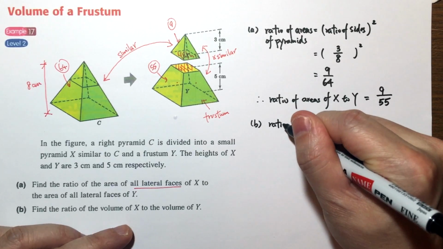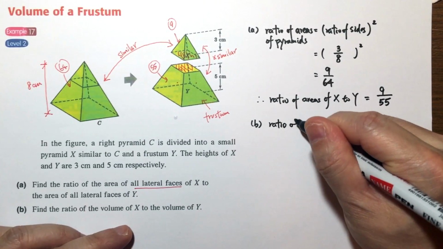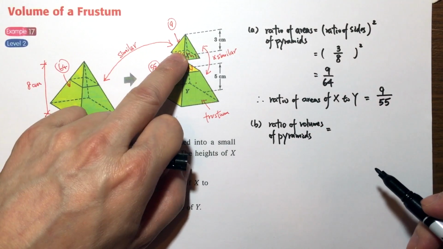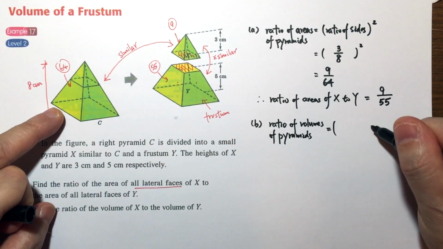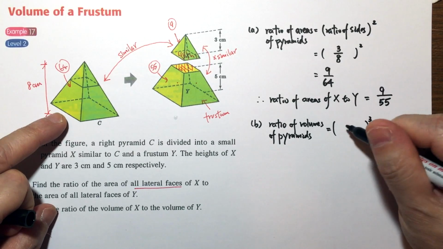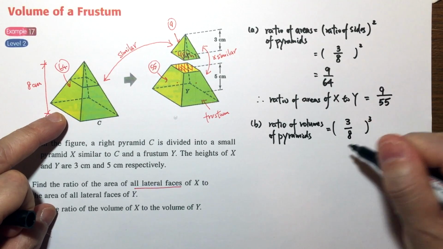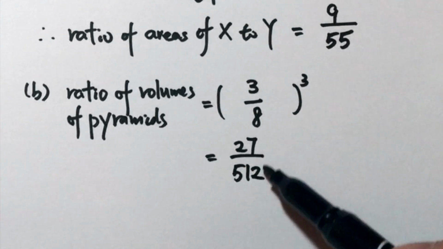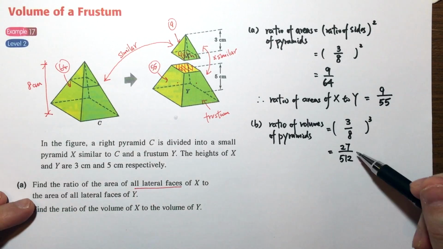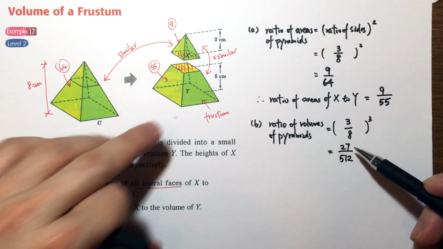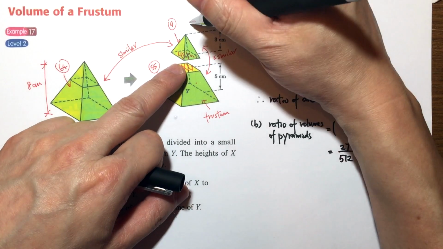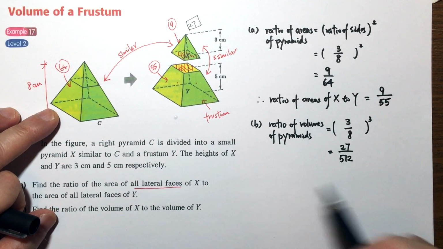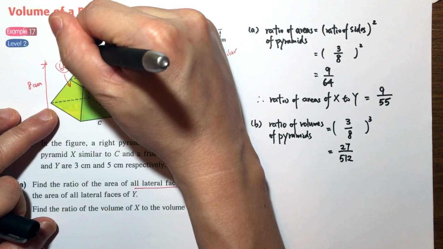Part B. Similarly, find the ratio of the volume of X to the volume of Y. Therefore, again, we apply the ratio of volumes of pyramids of the smaller one to the bigger one. This will be the cube of the ratio of size, 3 over 8, which is 27 over 512. If we consider the volume, the ratio of the smaller pyramid will be 27. And for the bigger pyramid, the ratio will be 512.